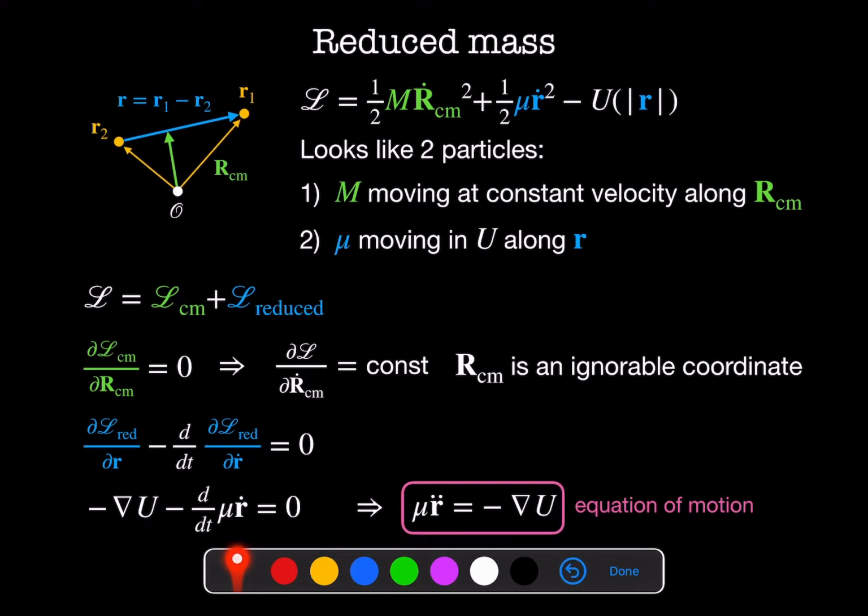In this formulation, we've now reduced the dimensionality of the problem from a 6-dimensional problem, where we have 3 coordinates for each of our r1 and r2 vectors, to a 3-dimensional problem where we have just the 3 components of our relative position r. And in a moment, we're going to see that we can actually reduce this down to a 1-dimensional problem. This type of coordinate reduction is related to the symmetries in the problem.